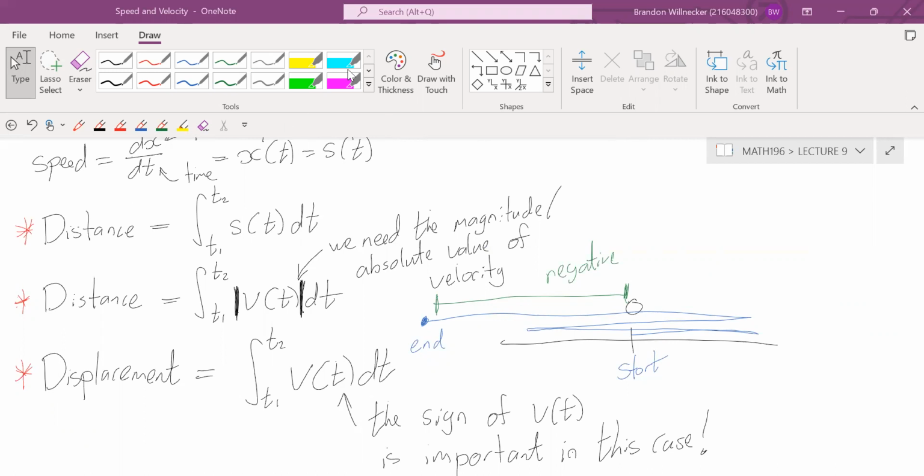If I ask you for the displacement and I give you the velocity, then you just integrate the velocity. And note that you cannot find the displacement using the speed, because speed is only positive. So you can't work out the displacement using that. Okay, displacement only goes with velocity. Are there any questions about that?